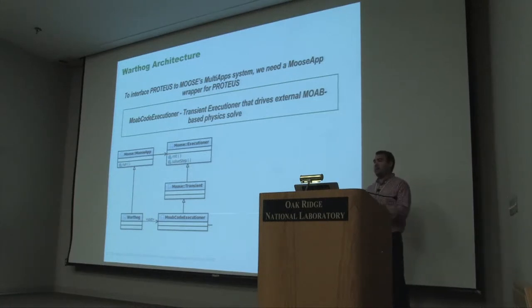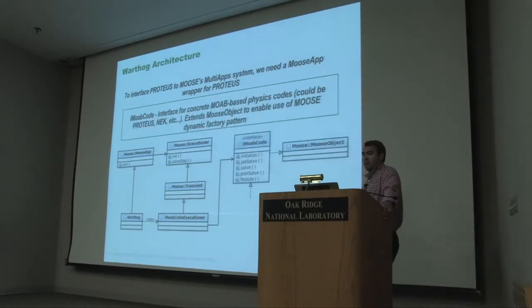So we care about time-dependent solves. So we'll make a transient executioner. And we'll let that executioner interact with a high-level MOAB physics code interface, which provides methods for initialization, pre-solve, solve, post-solve, and then a finalize method, okay? So this MOAB code executioner just cares about initializing codes, solving them, and finalizing, essentially. And we let that high-level interface be a Moose object, okay?